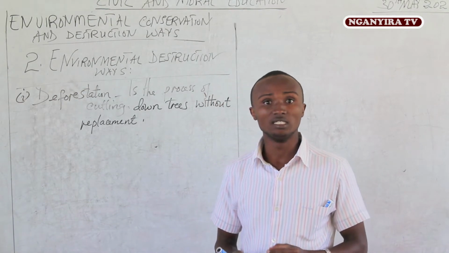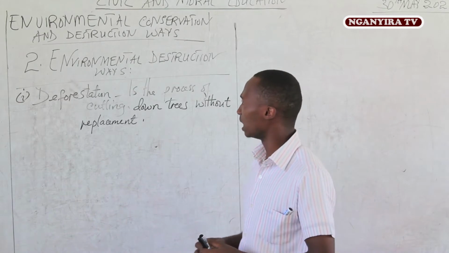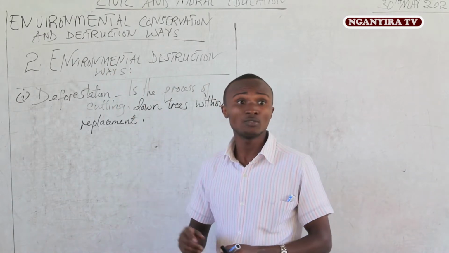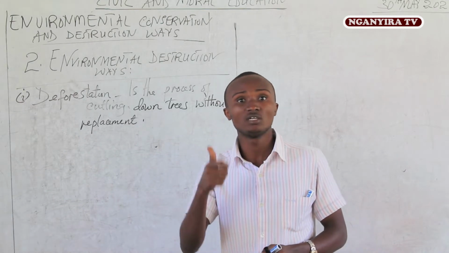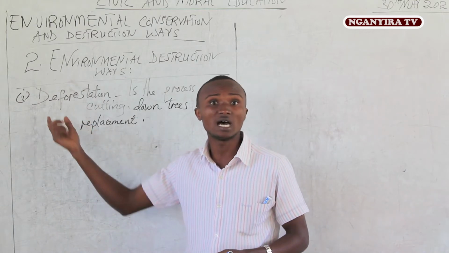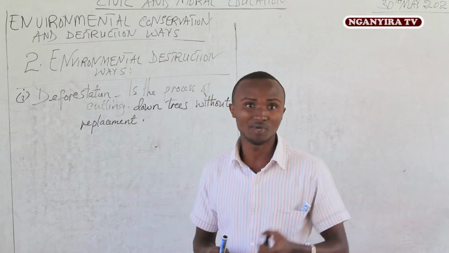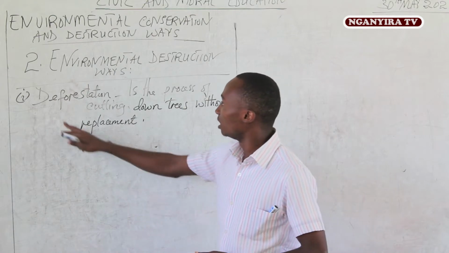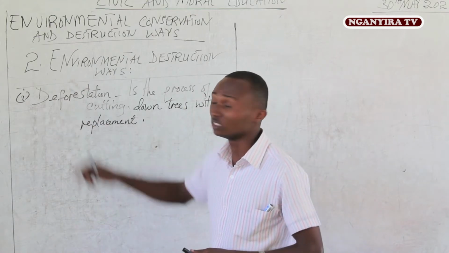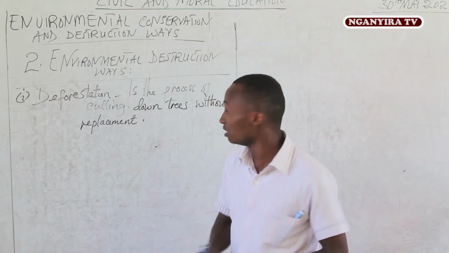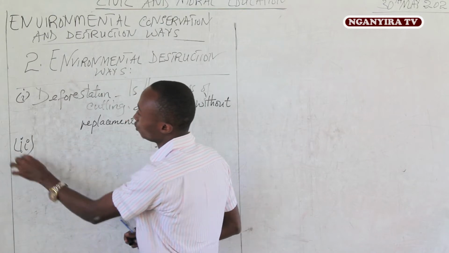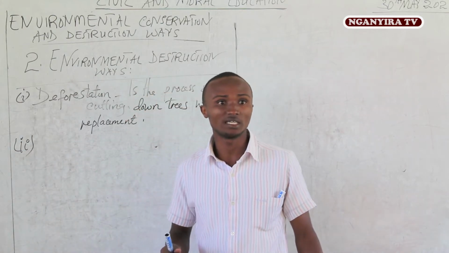You have to know that environmental destruction ways are sometimes human activities that can destroy our environment, because deforestation is done by human beings. Why people are doing deforestation, I will see later. But now let us go to number two, a way of destroying our environment.